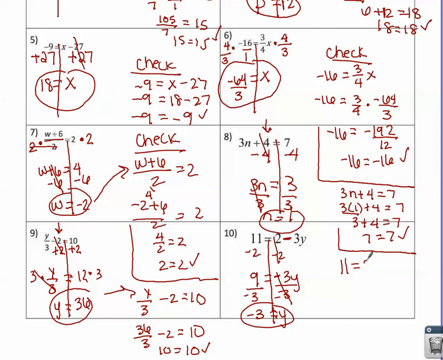Check your answer so you know there's no mistakes by writing down the original, then substituting in what you got for an answer. Follow GEMDAS. Do your multiplying first. A negative 3 times a negative 3 is a positive 9. 9 plus 2 is 11.